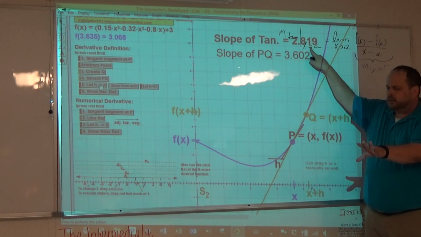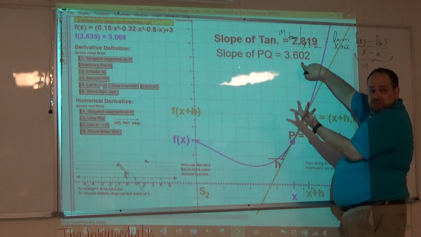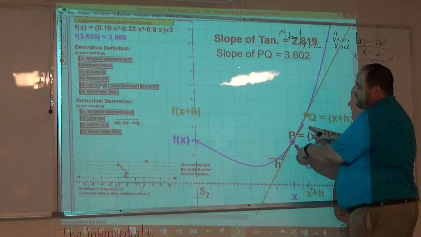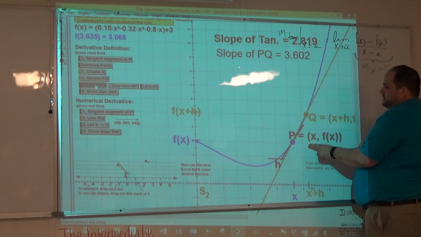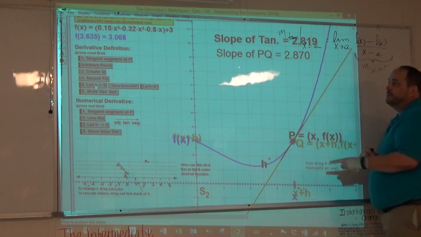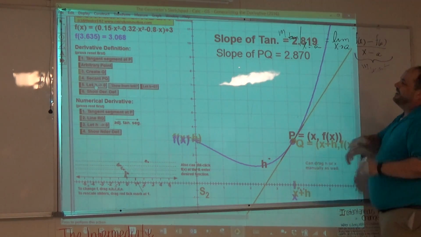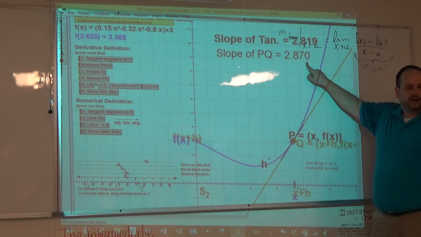Everybody okay with that? Good estimate? Get me a better estimate, David. You're going to have to be really fast with this to get me a better estimate. Nice. Can you get a little better? Slope of tangent line 2.819, slope of secant line 2.870.